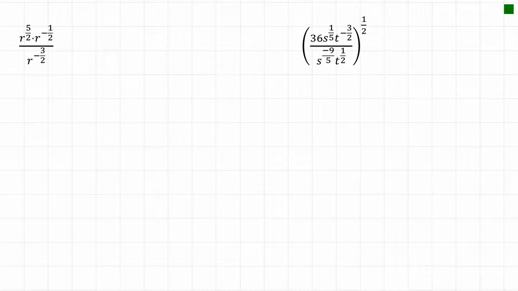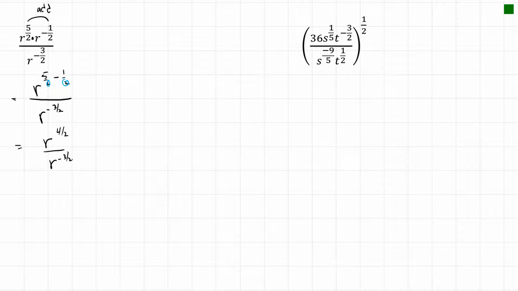So there's a lot going on here in this question. I'm multiplying in the numerator r to the 5 halves times r to the negative half. So I'm going to add these two exponents and leave the denominator as is for now. So that's r to the 5 halves plus negative a half, or minus 1 half. And that equals r to the 4 halves over r to the negative 3 halves. It was nice that these had a common denominator.